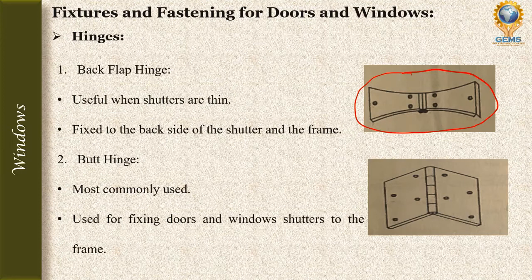Second one is the butt hinge. It will look like this. This is the most commonly used hinge in the field of construction. It is used for fixing door and window shutters to the frame. To the window frame or door frame, we can use this to fix the door shutters or window shutters. It is the most commonly used hinge, and you can see it in any doors or windows nowadays.